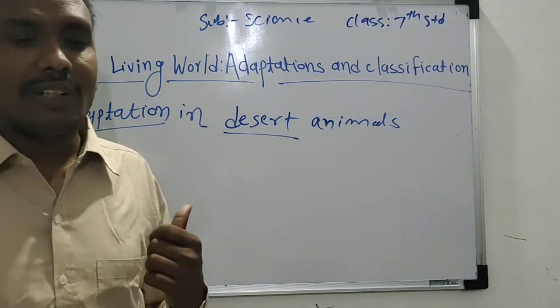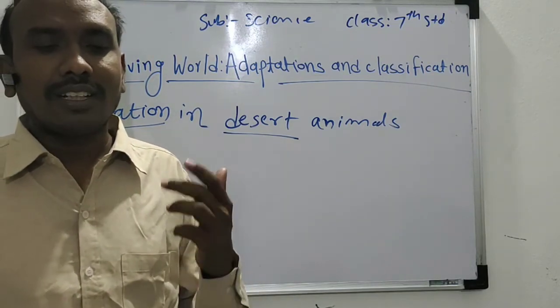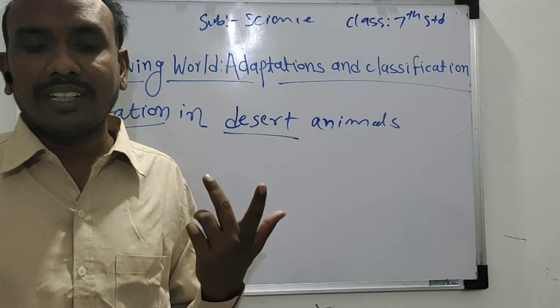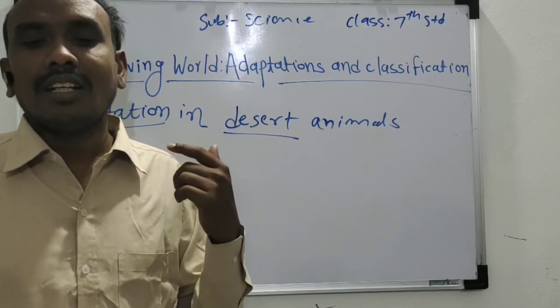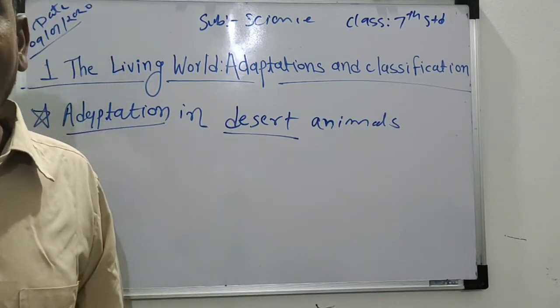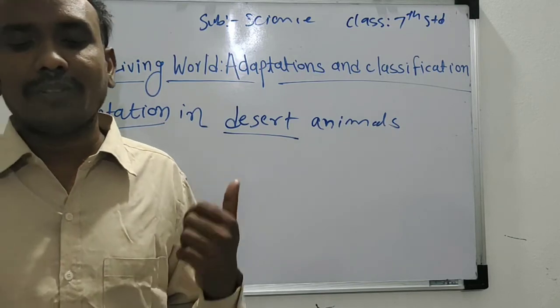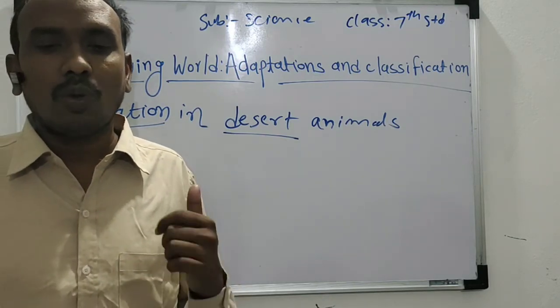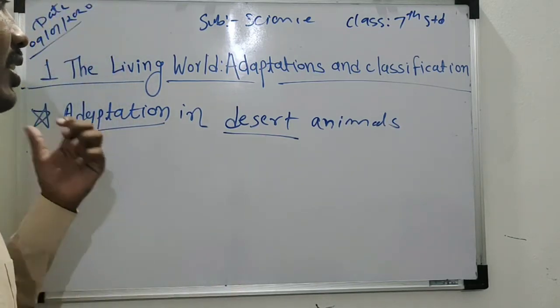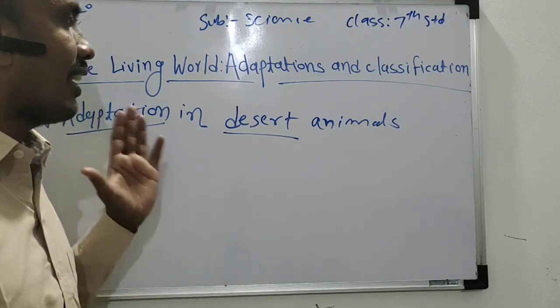So today I discussed adaptation in three groups. First is aquatic animals, second is adaptation in forest and grassland animals, and third is adaptation in desert animals.